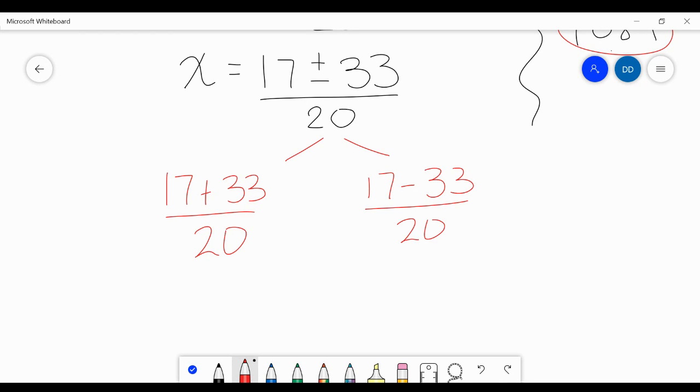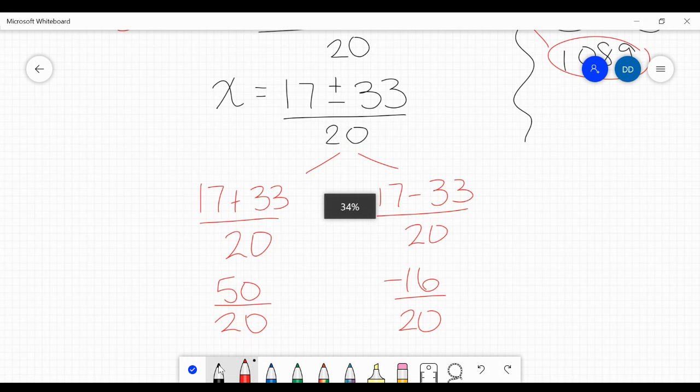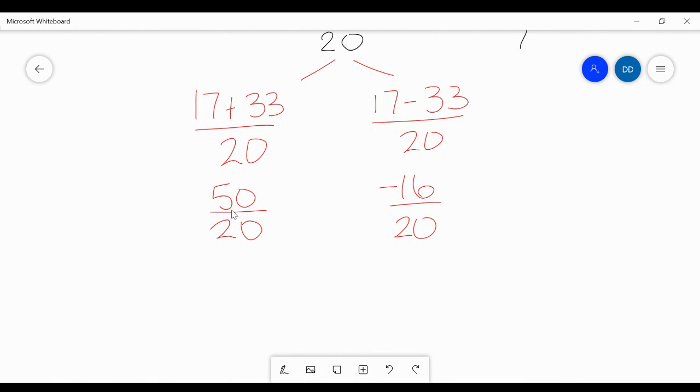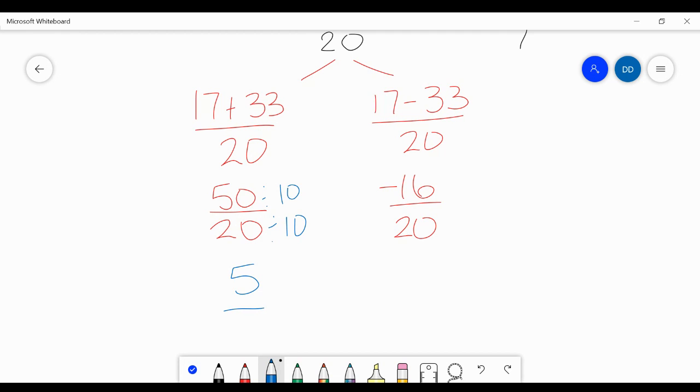17 plus 33 is going to give us 50. So that's going to give us 50 over 20. And then 17 minus 33 gives us negative 16 over 20. We're almost done. All we need to do now is simplify these fractions. That's very, very important here. So for 50 over 20, a number that can go into both of these is 10. So you can divide both of these by 10. You're going to get 5 over 2.